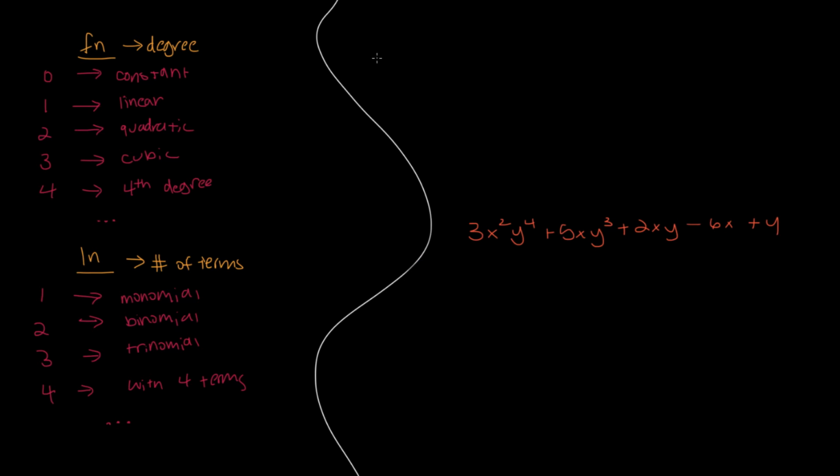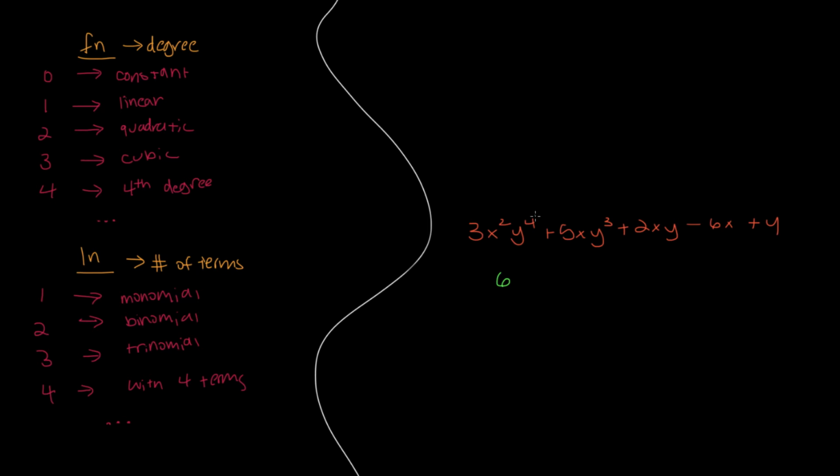Our next one is quite long. It says 3x squared y to the fourth plus 5xy to the third plus 2xy minus 6x plus 4. The first name is the highest degree. So you may want to think that the highest degree is 4, but that's actually not the case. Our highest degree is actually 6.